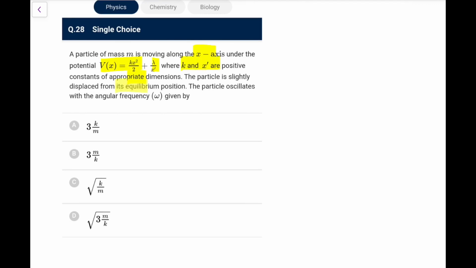The particle is slightly displaced from its equilibrium position. The particle oscillates with the angular frequency omega given by... Okay, these are positive constants of appropriate dimension. The particle is slightly displaced from its equilibrium position and then given.